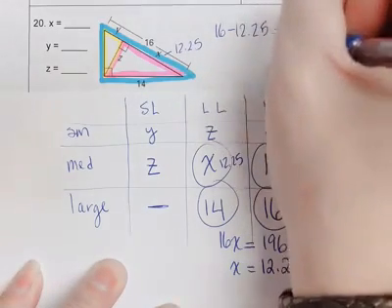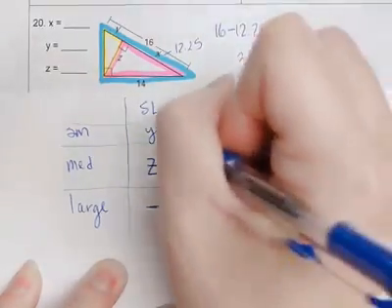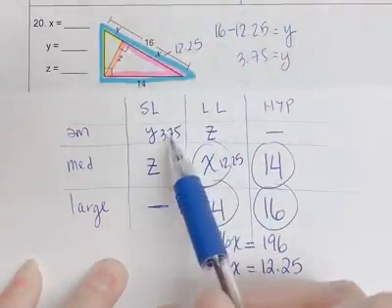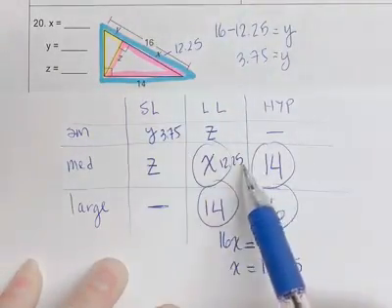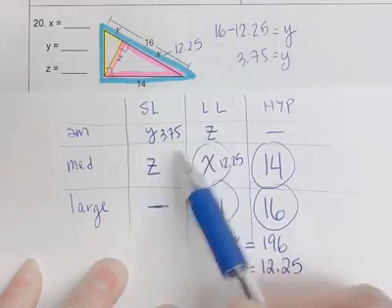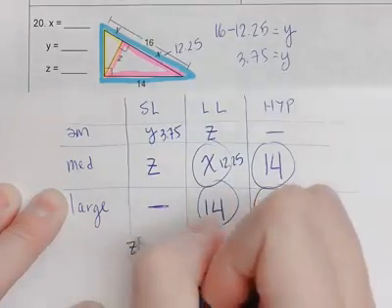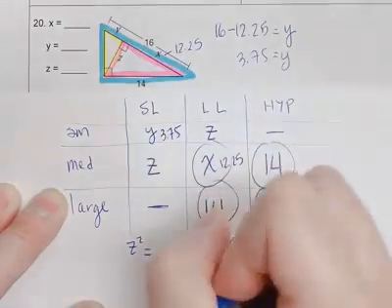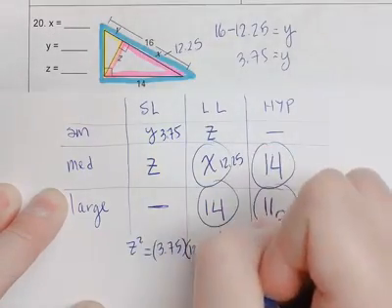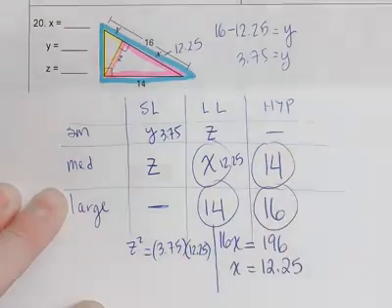It's 3.75. Now that I have a value for this and a value for this, I can certainly use a proportion right here to solve for my Z. So it's going to be Z times Z, which is Z squared, equals 3.75 times 12.25. Let me draw a line so that you don't get confused with the other problems.